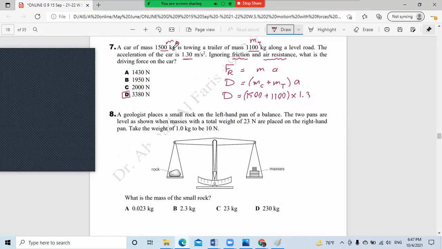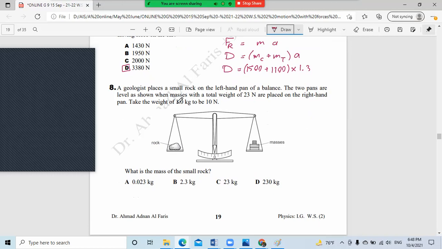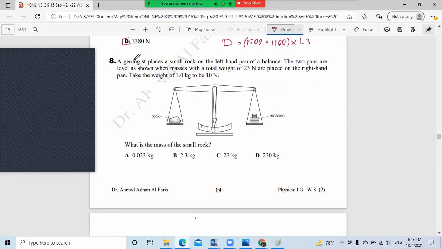Again, when I have a mass, for example 90 kilograms, and I have a bag on my back of, for example, 20 or 30 kilograms, that means my total mass increased, so I need more force to accelerate. That's why I add both masses together. Next, question 8.